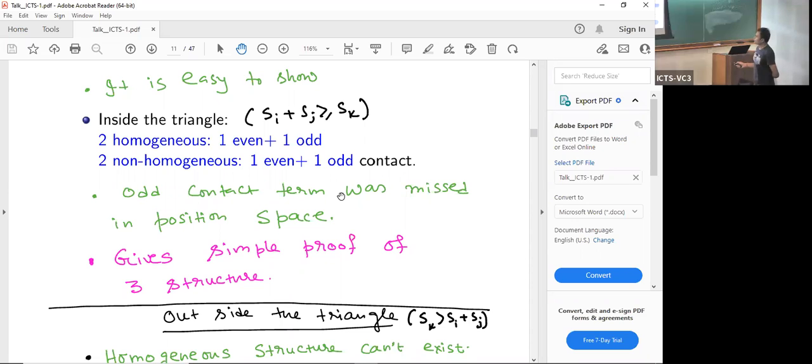So it is easy to show that inside the triangle, there are two homogeneous solutions to the Ward identity. One of them is parity even and one of them is parity odd. And then there are two non-homogeneous solutions, one parity even and one parity odd contact term. So this gives the simple proof of the tree structure seen earlier in position space.